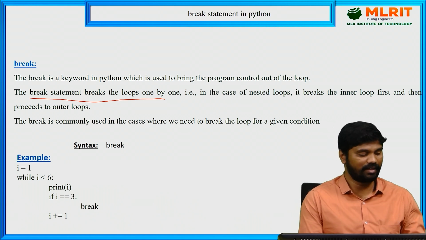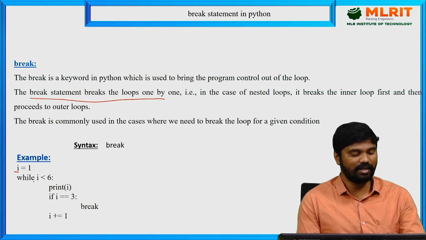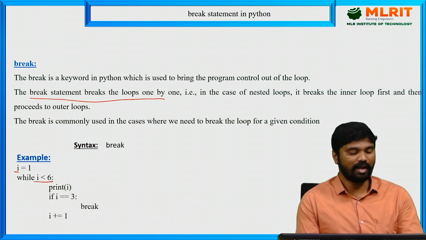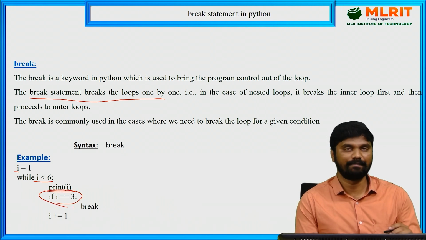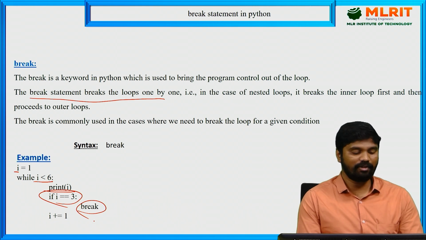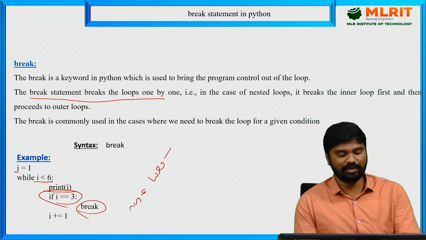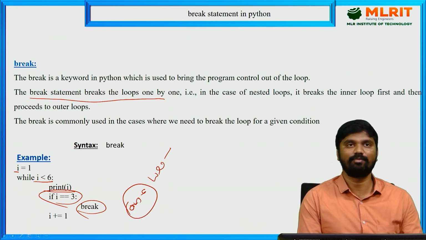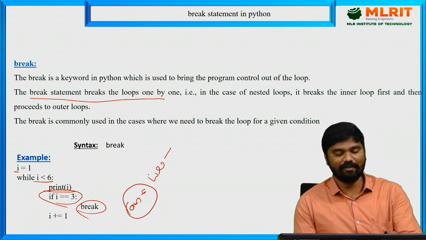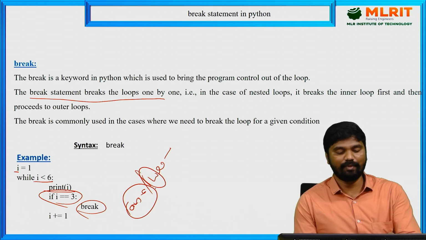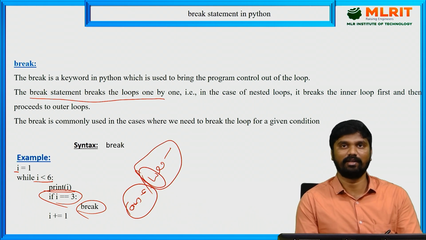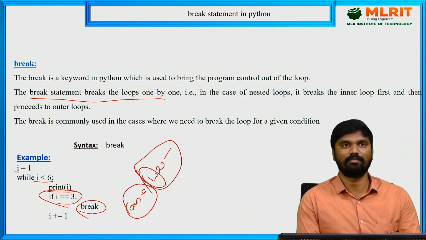See the syntax here: I equals 1, while I is less than 6, and here I am going to print I. If the I value becomes 3, then the break statement has to be executed. So after 1, 2, 3, the remaining values 4, 5, 6 won't be executed. Why? Because whenever the I value becomes 3, the loop has to be terminated. Forcibly we are terminating it, and we do that by using the break statement. The remaining statements won't be executed.